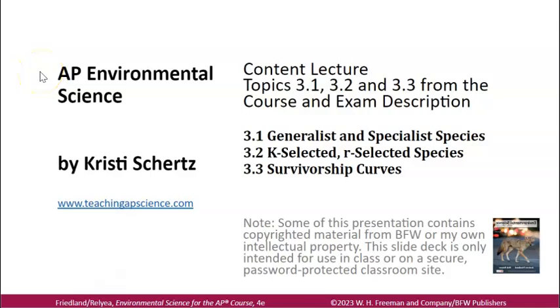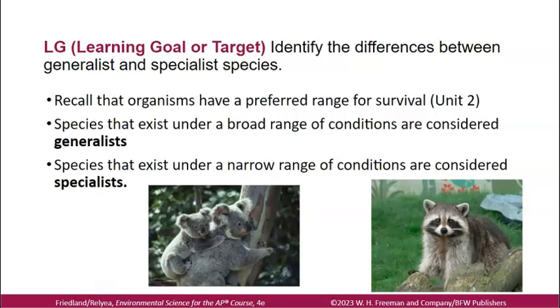This is topics 3.1, 3.2, 3.3 from the course and exam description for AP Environmental Science. All right, so our learning goal or target is at the top here, and it is to identify the differences between generalist and specialist species. So make sure that you're filling in your study guides or learning objective papers while we go through this presentation.